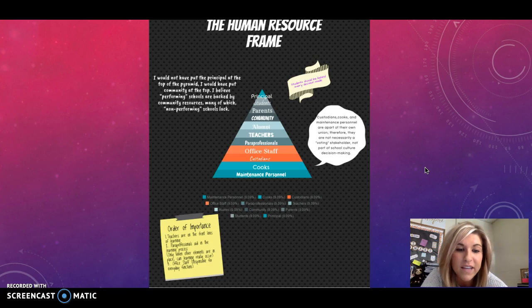And then office staff, they're responsible for everyday functions. That is very necessary. So that is why I put them underneath the learning staff and then the custodians and the cooks next.